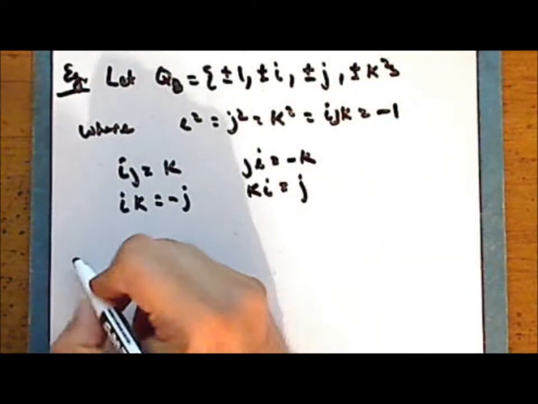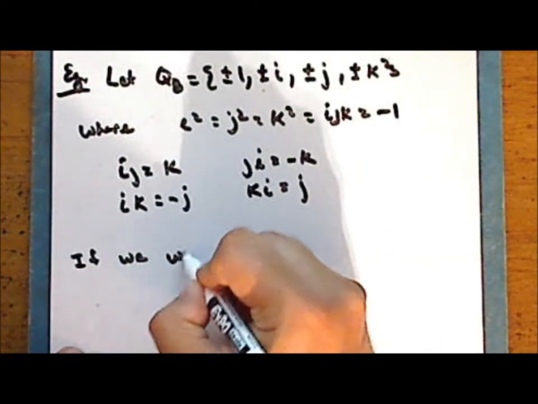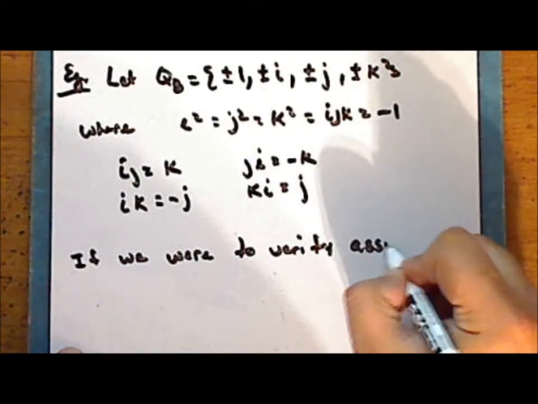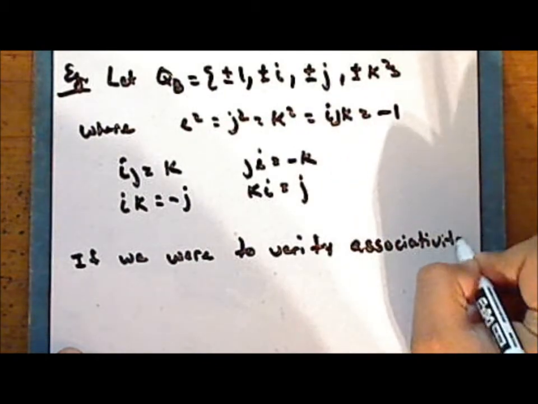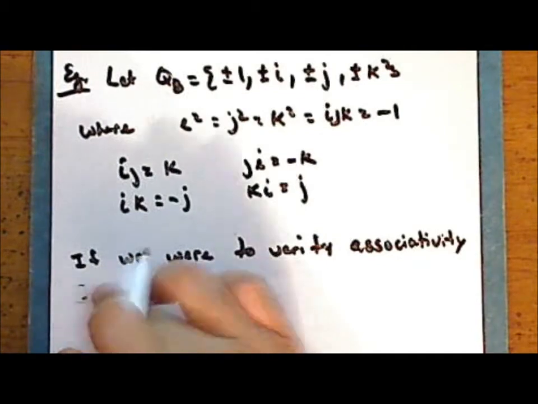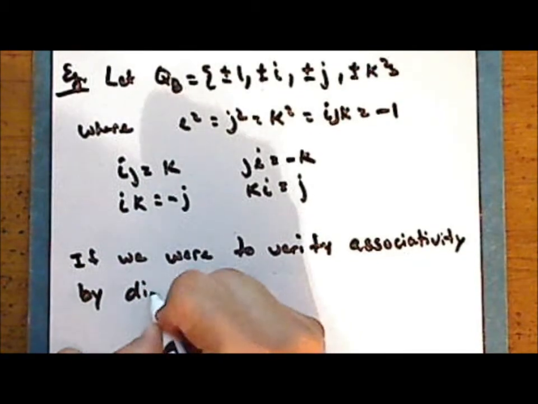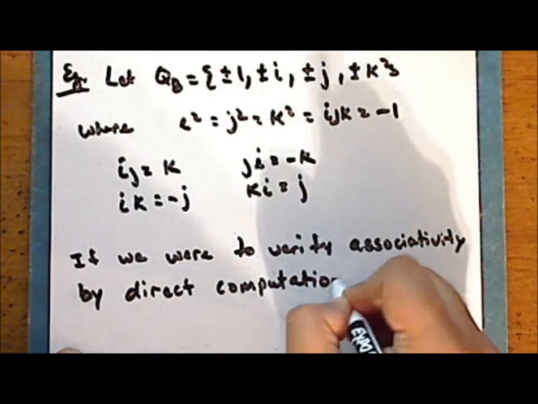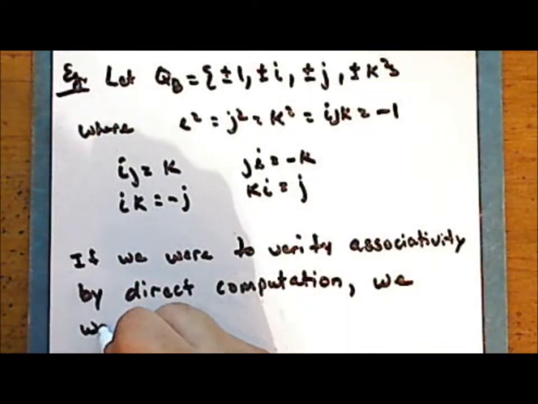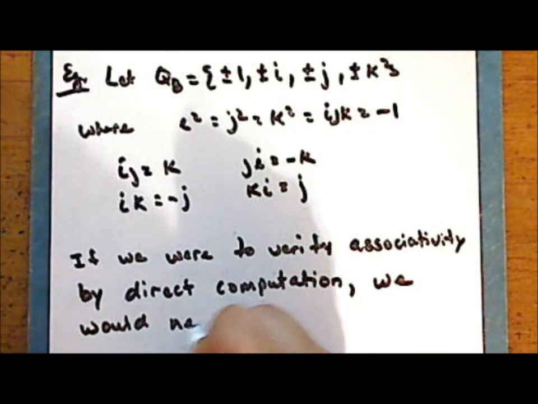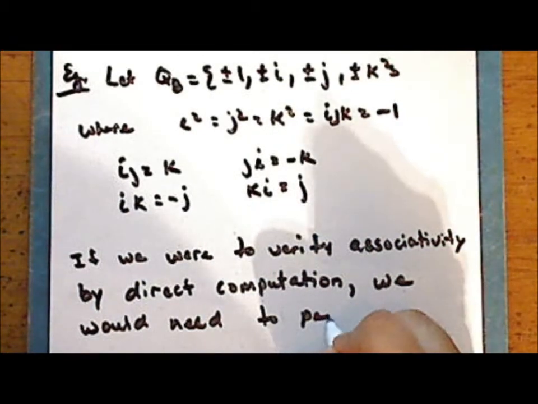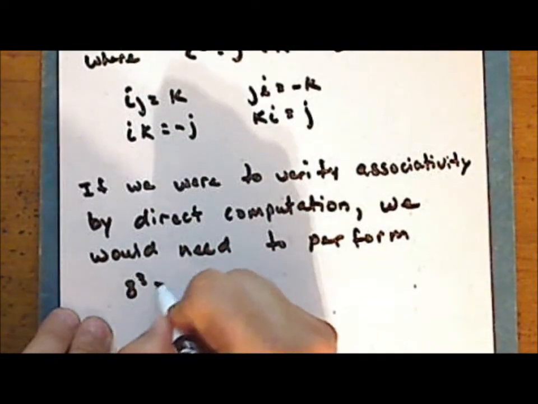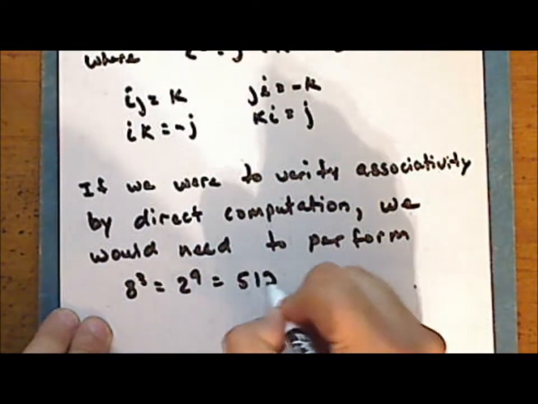So it's interesting to note that if we were to verify associativity by direct computation, we would need to perform 8 cubed, or 2 to the 9th, which is 512 computations.